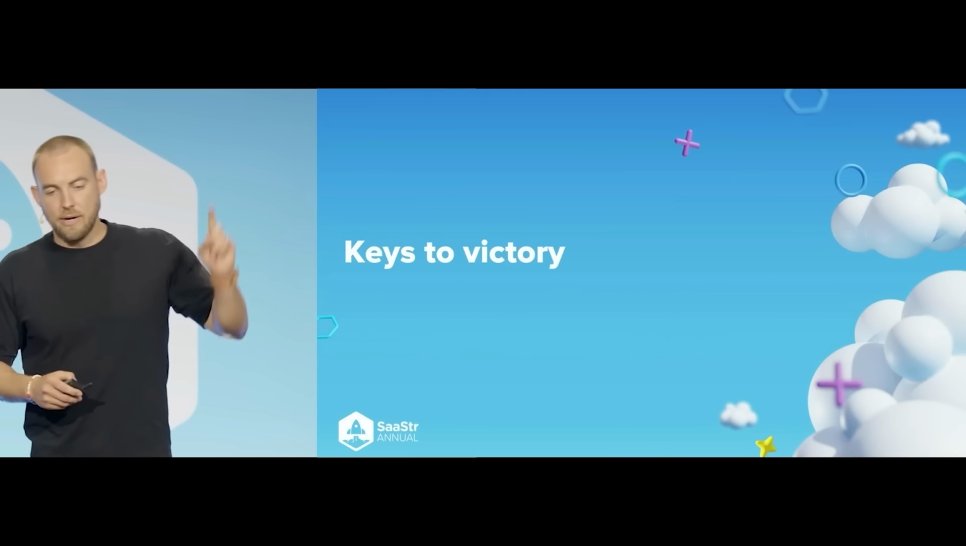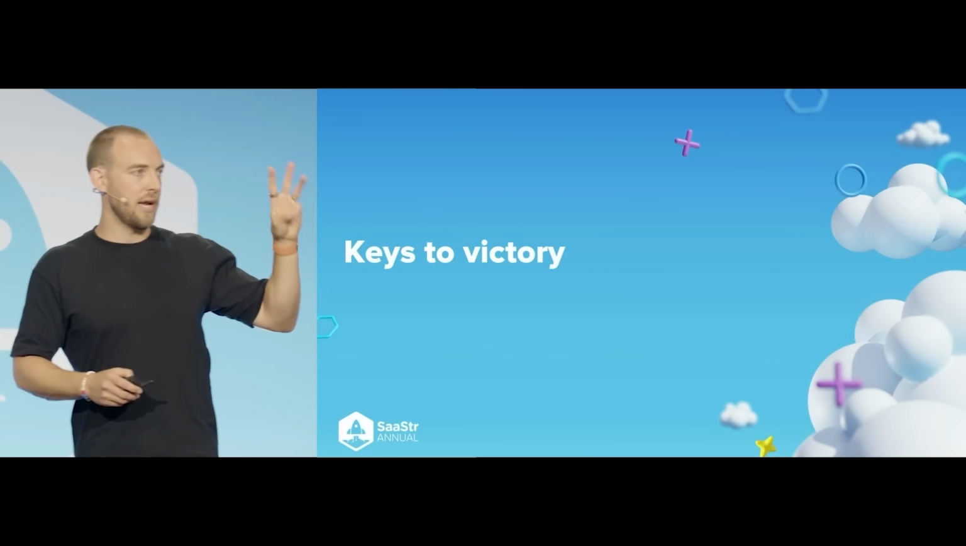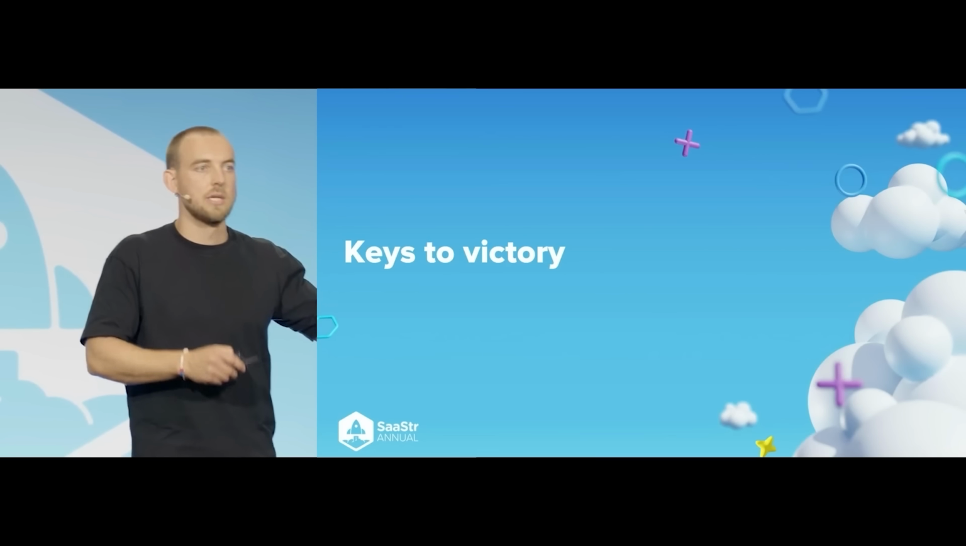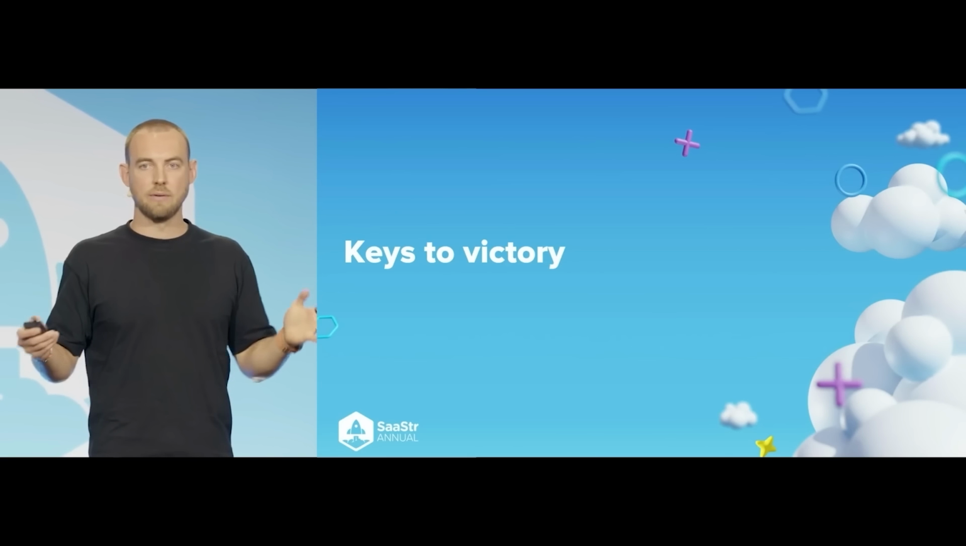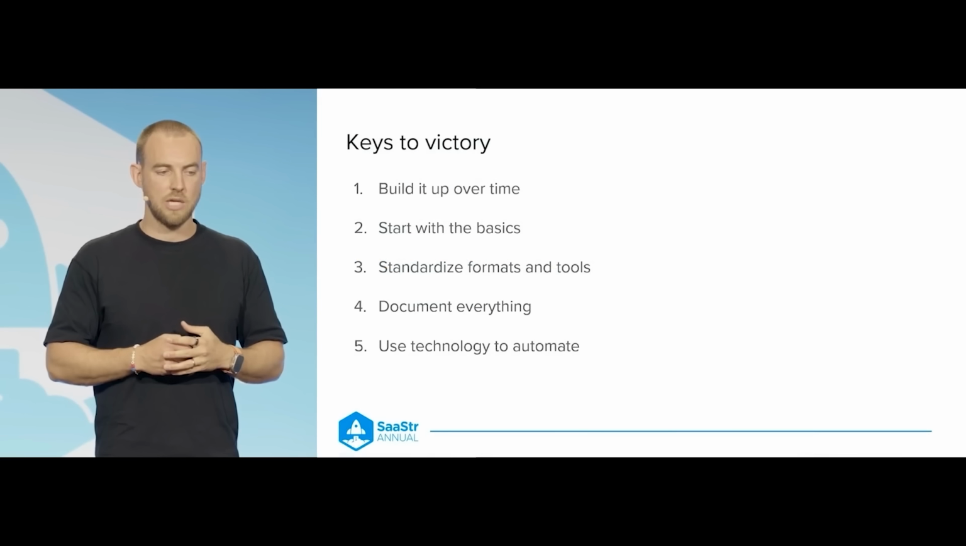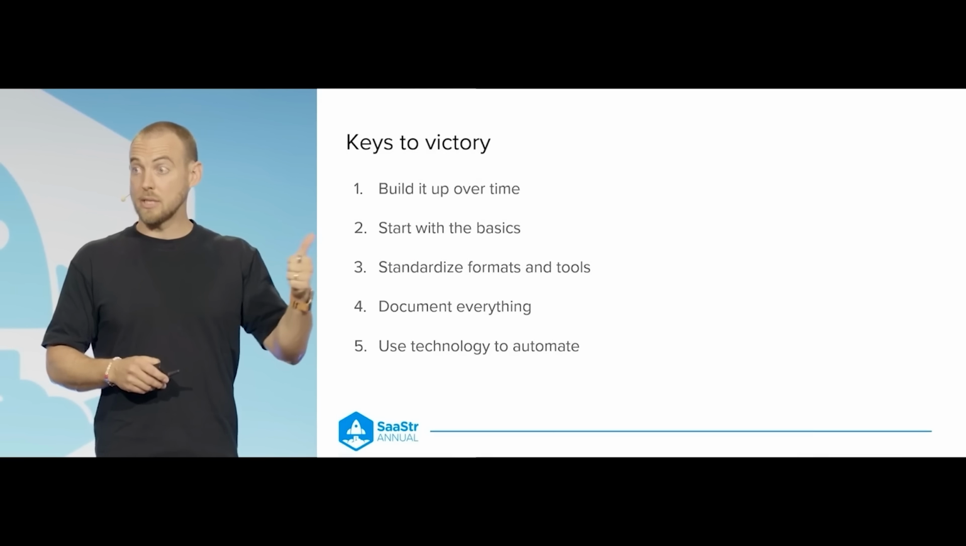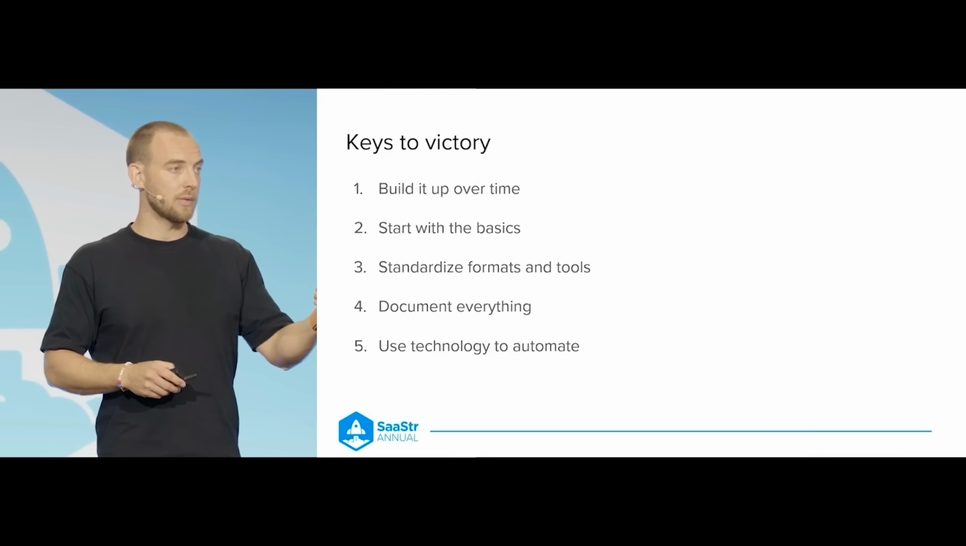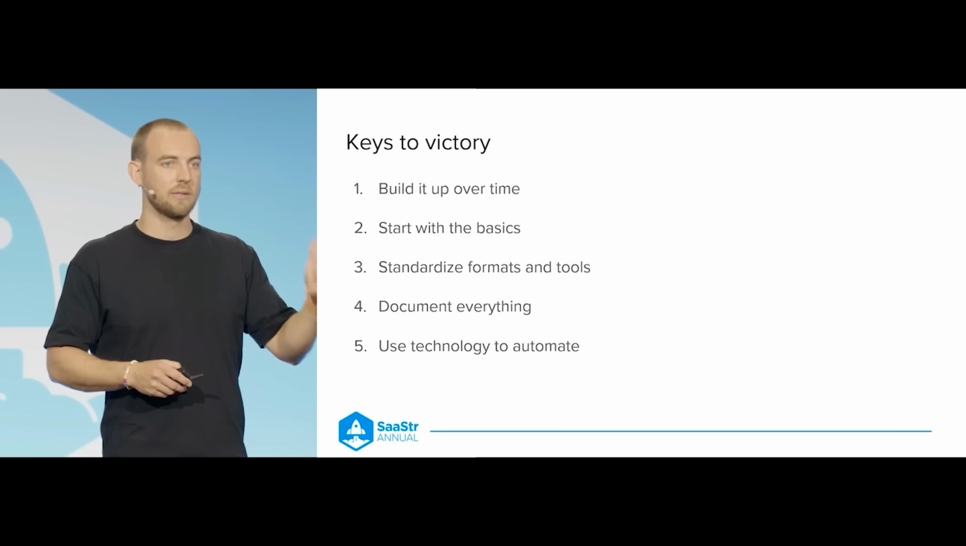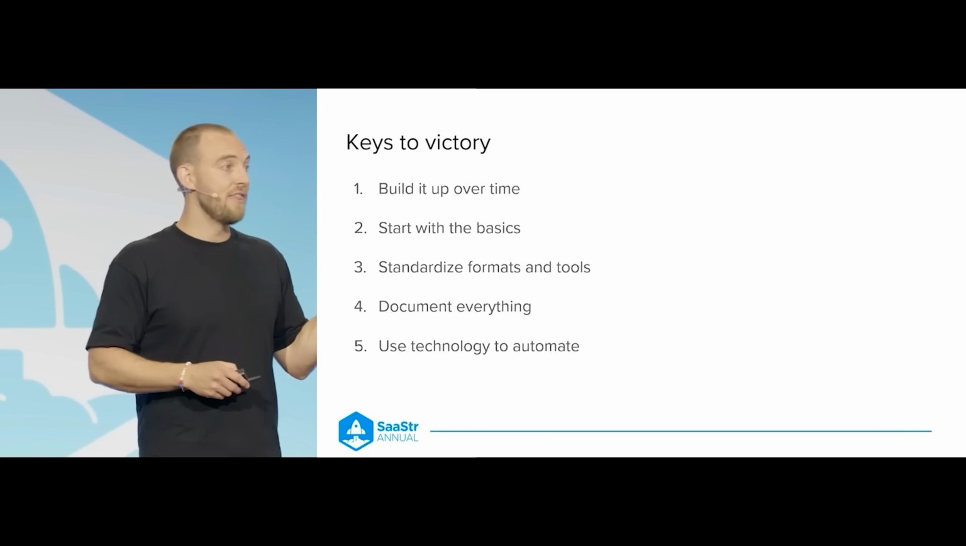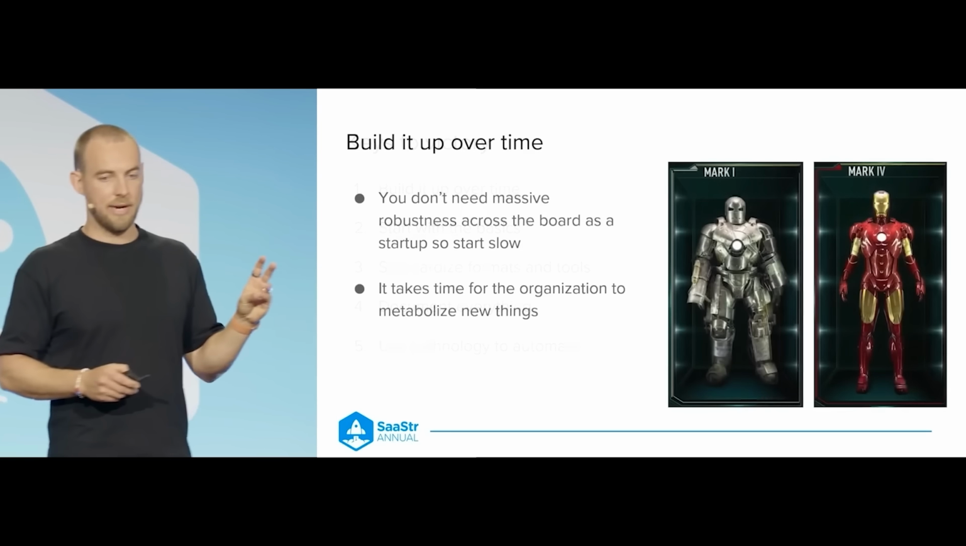Okay, so we talked about measuring, managing, planning, communicating, our 4 core components. So where do we go from here? How do I get started? Here are some keys to victory. So 1, build it up over time. Go slow. Start with the basics. Build standards. Document absolutely everything as much as you can, even though it's boring and time consuming. And then, and only then, use technology to automate it.